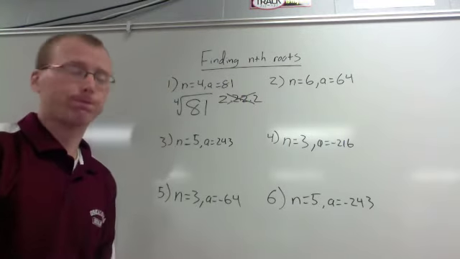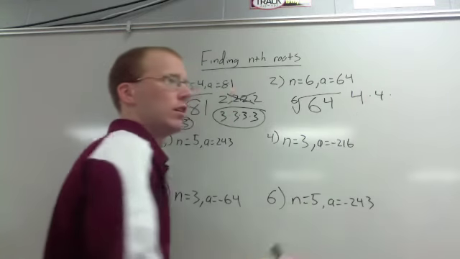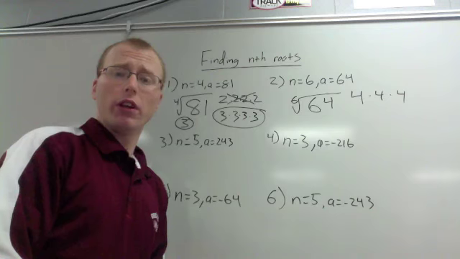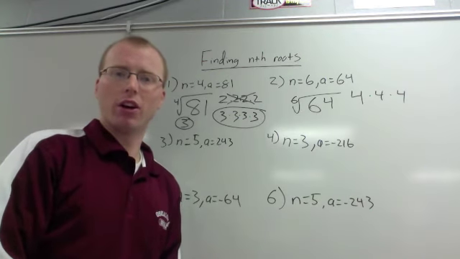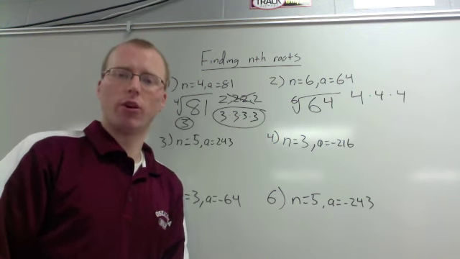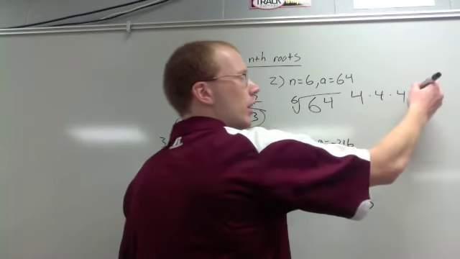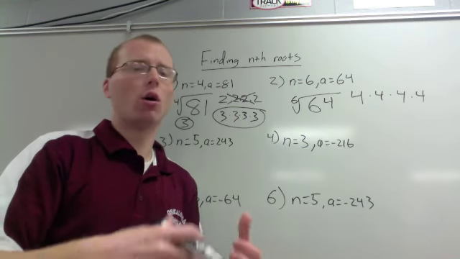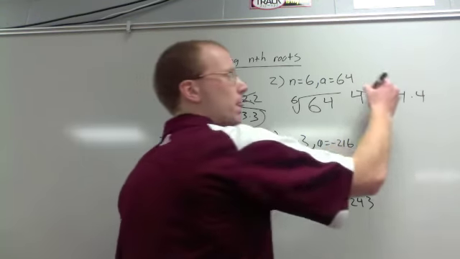Okay, 4 times 4 is 16. Times 4, hey, that's 64. But we've only used 3 4s. I want to know what number times itself 6 times is 64. If I keep going, if I multiply times 4 again, that's 256. I know I've gone too far.